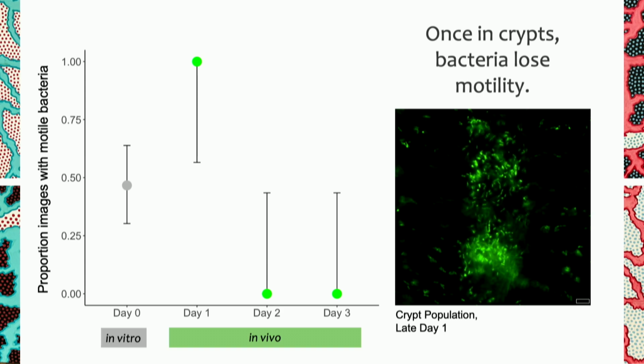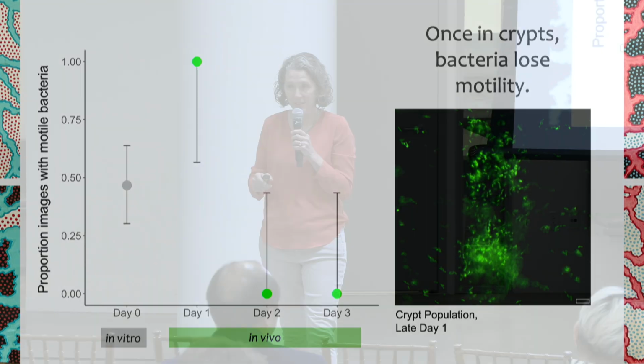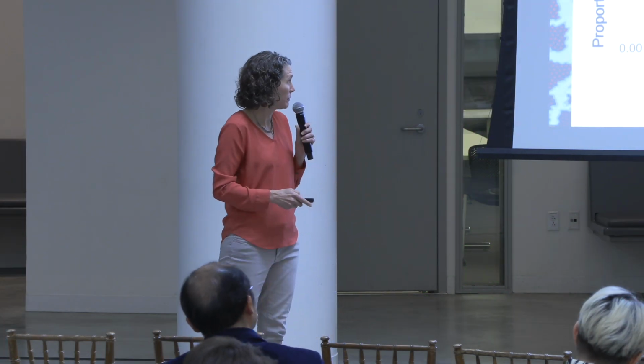Then the bacteria decide to change, right? So we've seen all these host changes, the crypts are getting bigger and stuff. The bacteria lose the motility. So here we can see a population really late day 1, and it's just like Brownian motion in those crypts at this point. We do not see any that show sort of active movement.